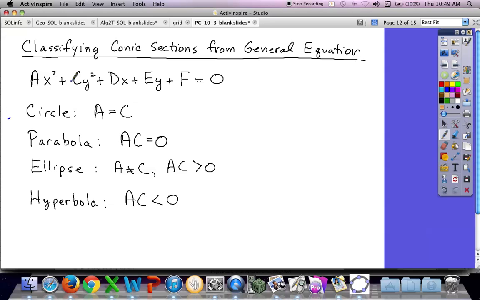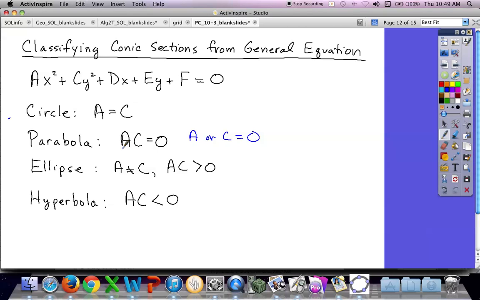Now, I've written down what the book has written, and I'm going to write a little bit more. They say for a parabola, A times C equals 0. What are they trying to tell you with that? One of them is 0. The only way to make a 0 with multiplication is either A or C is 0. Not both, because if they were both 0, you wouldn't have a quadratic. So we have to say either A or C equals 0. That's what they're trying to say with that statement.